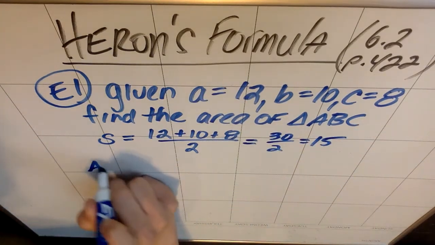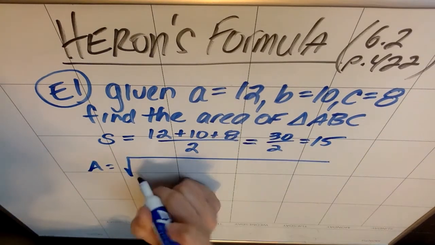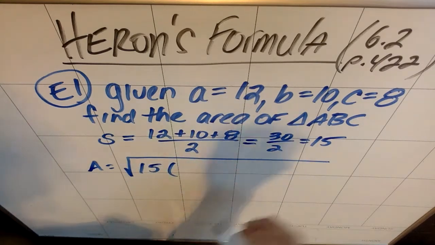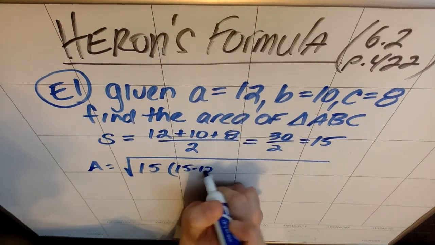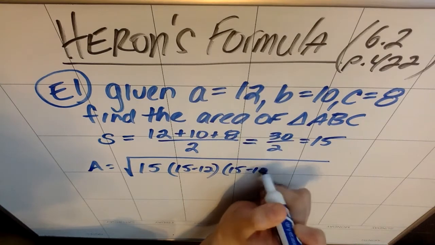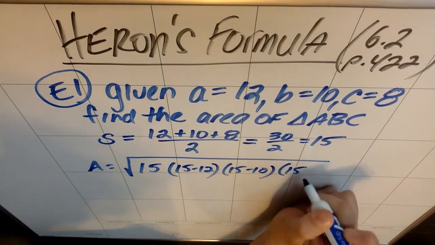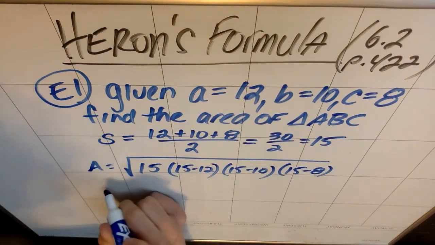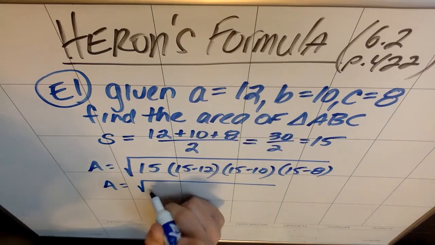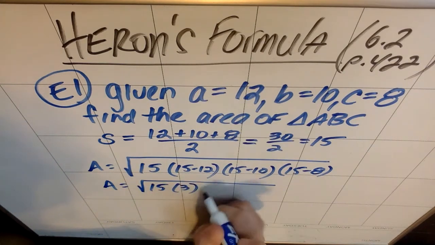Then the area of this triangle is going to be the square root of S, which is 15, times S minus A, which would be 15 minus 12, times S minus B, which would be 15 minus 10, times S minus C, which is 15 minus 8. So you're going to get that the area is the square root of 15 times 3 times 5 times 7.